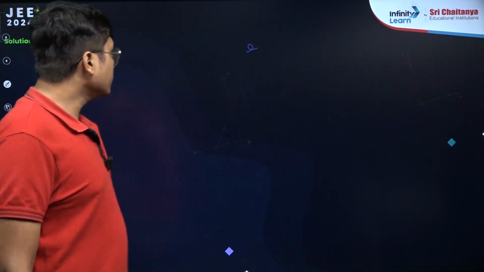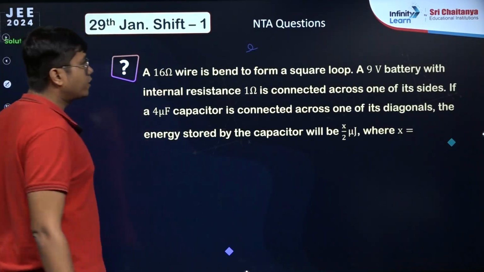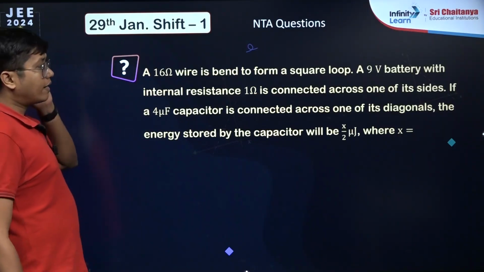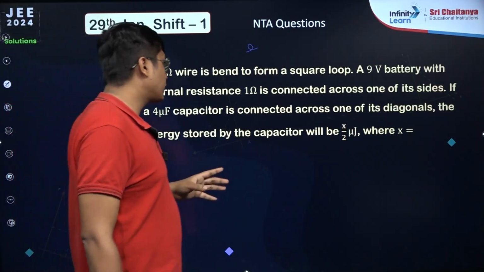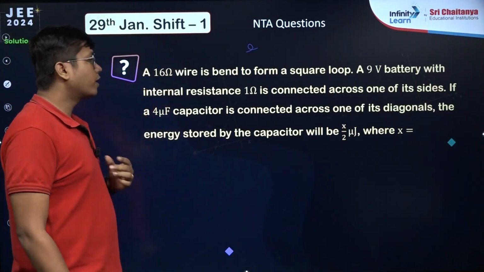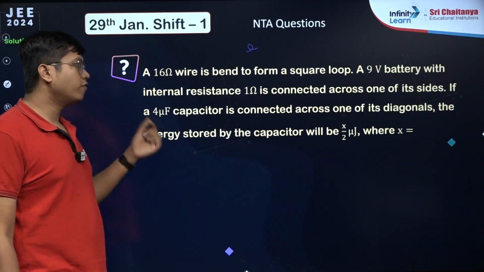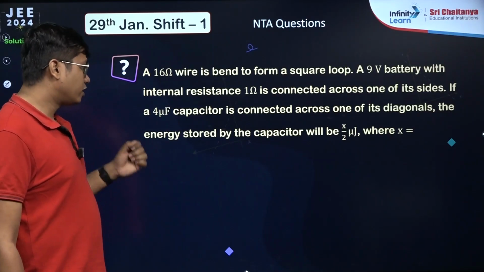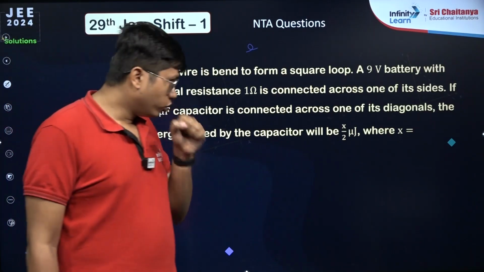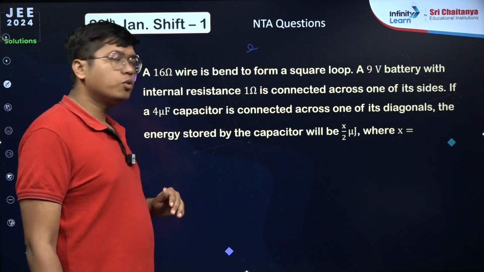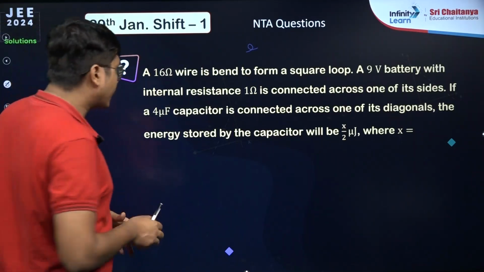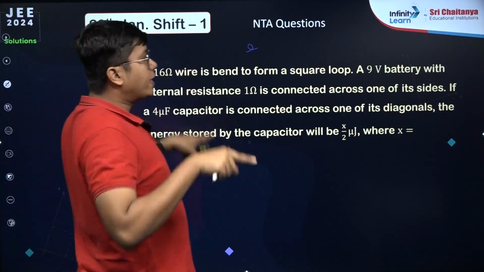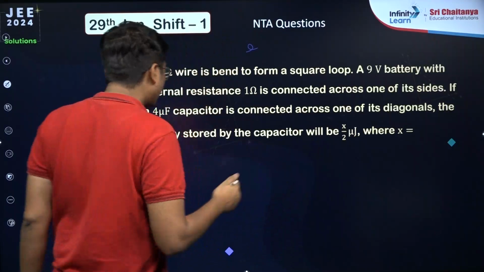Let's head to our next question. Given a 16 ohm wire is bent to form a square loop, a 9 volt battery with internal resistance of 1 ohm is connected across one of its sides. If a 4 microfarad capacitor is connected across one of its diagonals, then the energy stored by the capacitor would be x by 2 microjoules. Then x is equal to how much? So it's all about constructing the diagram. Since it's 16 ohms and you're bending it in a square, you can think of it to be like this.